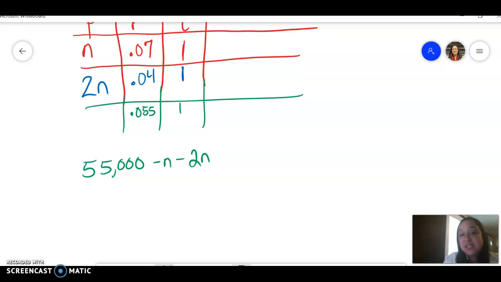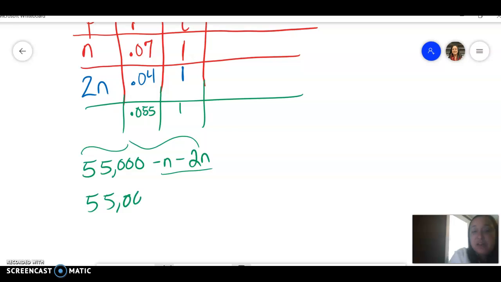So this notates right here what I have left. What I have left is what's left after the n minus the 2n is taken away from that original 55,000. So combine your like terms. That's going to be 55,000 minus 3n. So this, guys, right here notates what is left of the money after those first two investments have already been made.